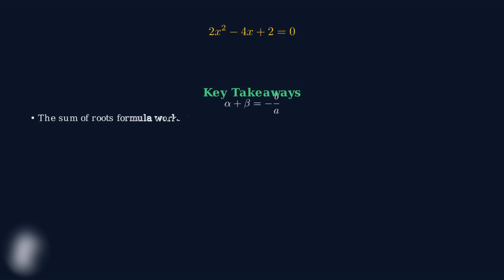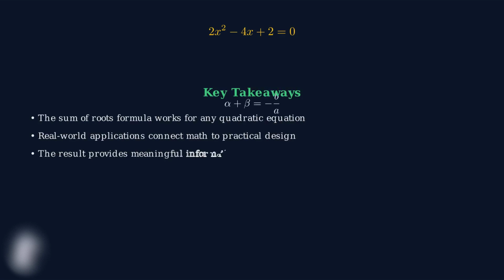This example demonstrates several important concepts. First, the sum of roots formula works for any quadratic equation, regardless of the context. Second, real-world applications show how mathematical concepts connect to practical design problems. Finally, the mathematical result provides meaningful information about the physical system, in this case, helping the landscape architect understand key parameters of the garden's parabolic layout.